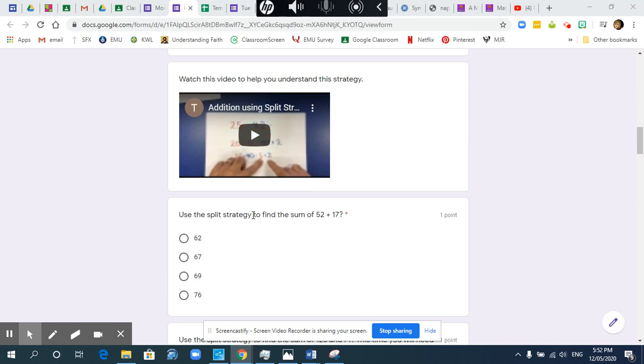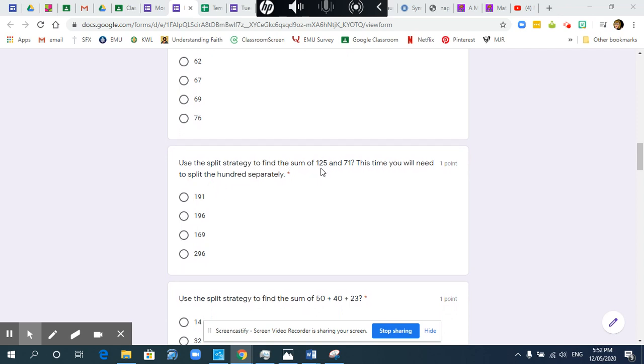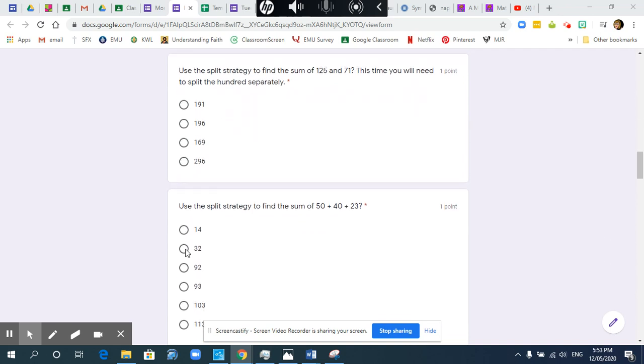Use the split strategy to find the sum of 52 plus 17. And this is a multiple choice question, so you can choose just one, the correct answer. Use that split strategy to find the sum of 125 and 71. This time, you will need to split the 100 separately. Watch that video, it helps you with the answer. Choose the correct answer from these multiple choice numbers.